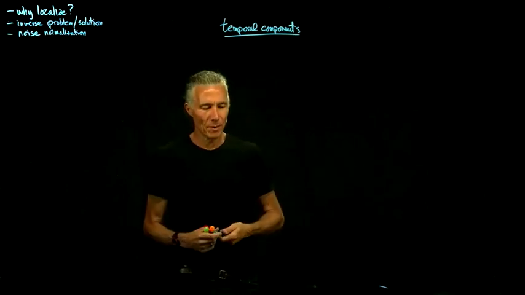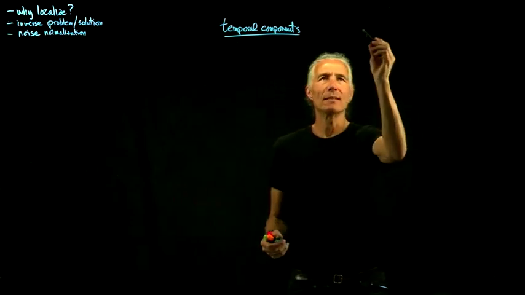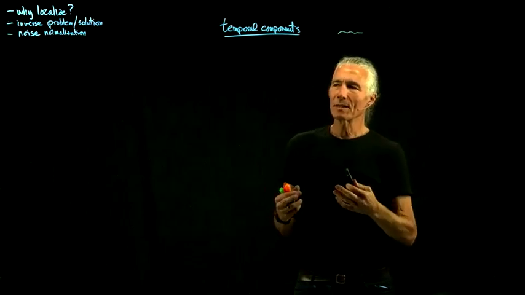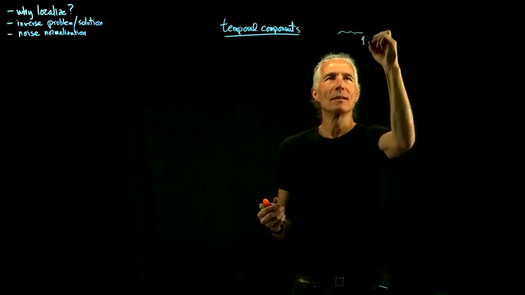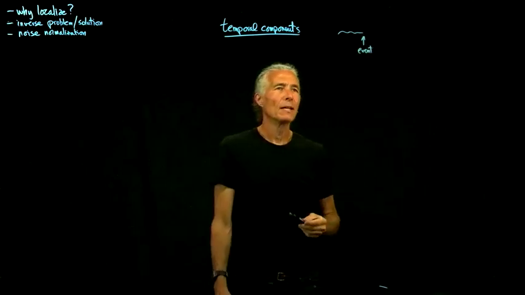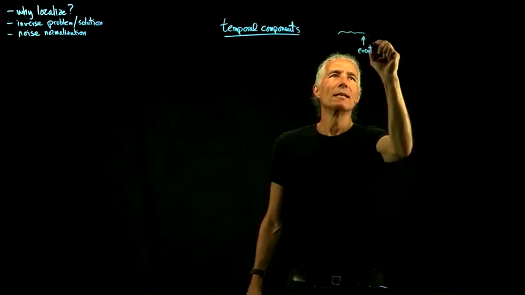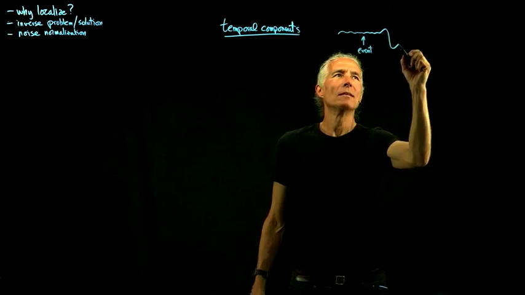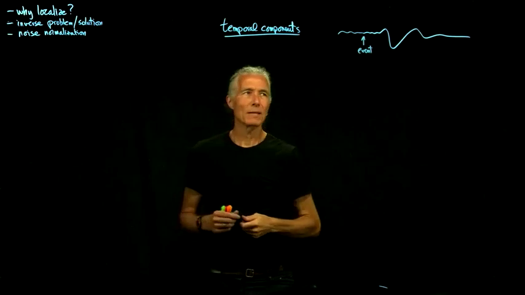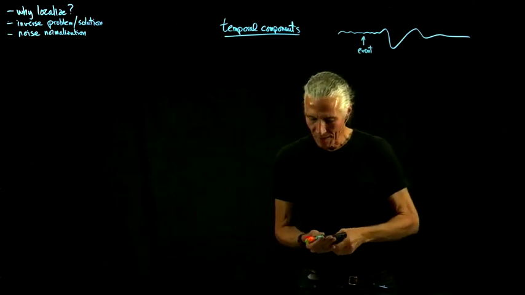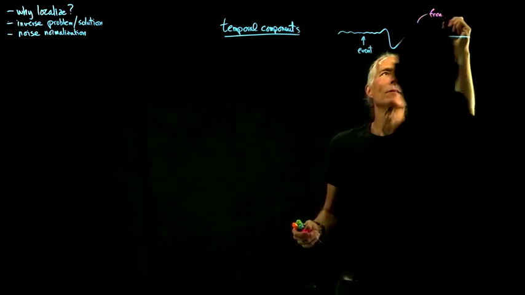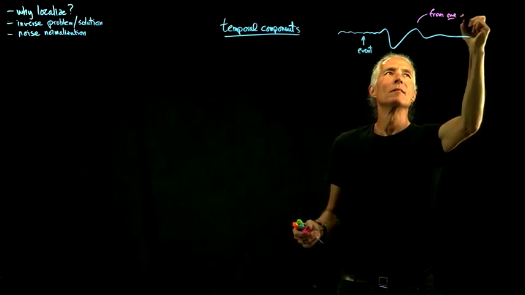So what are temporal components? This is mostly what you see in the EEG literature. Basically you'll do some kind of stimulus 20 or 30 times, and so here's the event. And then you'll average like 20 or 30 copies of that. And then what you'll get is some kind of ERP wave out of that, from one electrode.